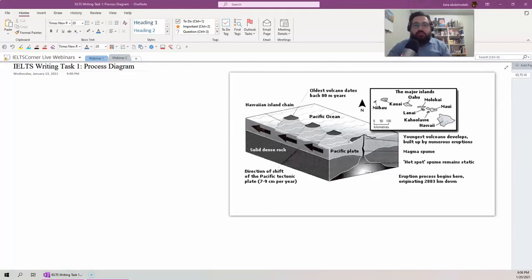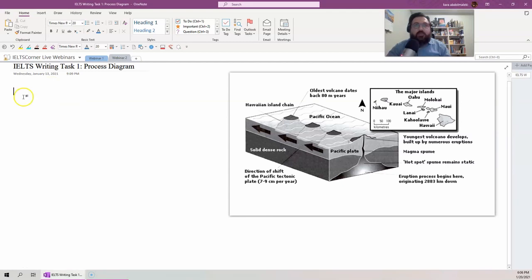Okay, so welcome. This is the second weekly webinar. For this week, we are going to work on this question. It's basically a process diagram, which is a little bit more difficult than other process diagrams that you might have seen. So I thought it's a good idea to start working on this and to think about how this can be written.